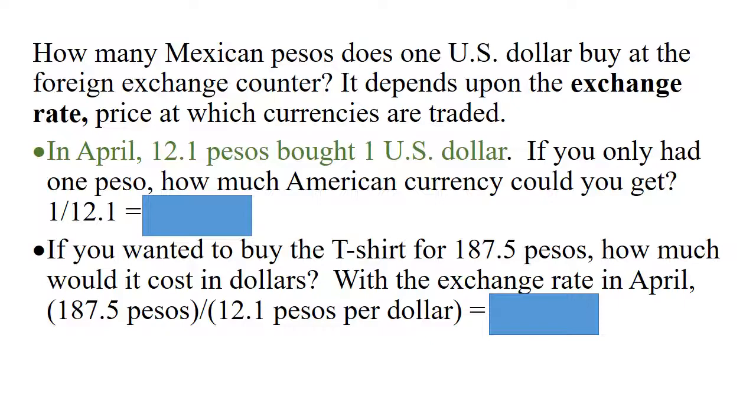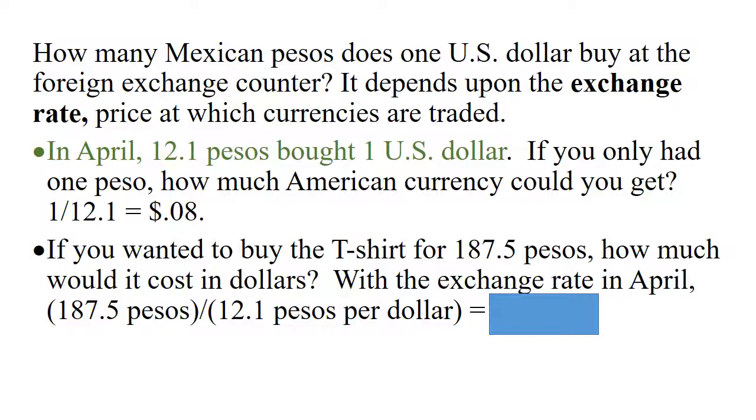And then for US dollars, how many decimals do you think you're going to do? We're talking about money, so 2 decimals. So 1 peso buys you 8 cents in US dollars. So there we have the exchange rate.